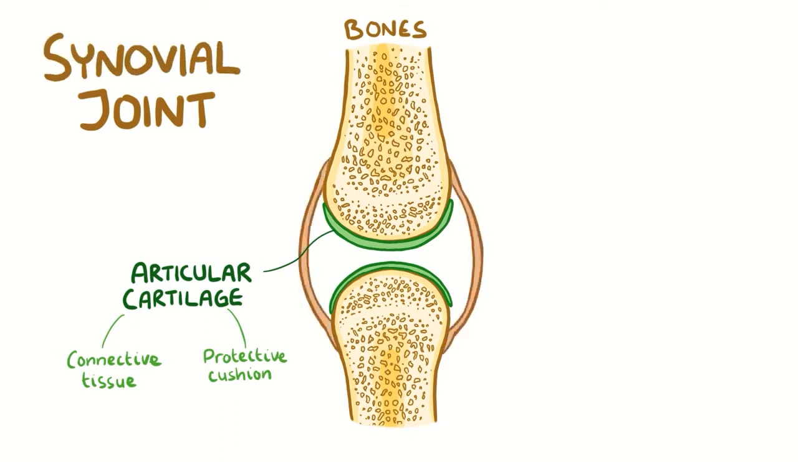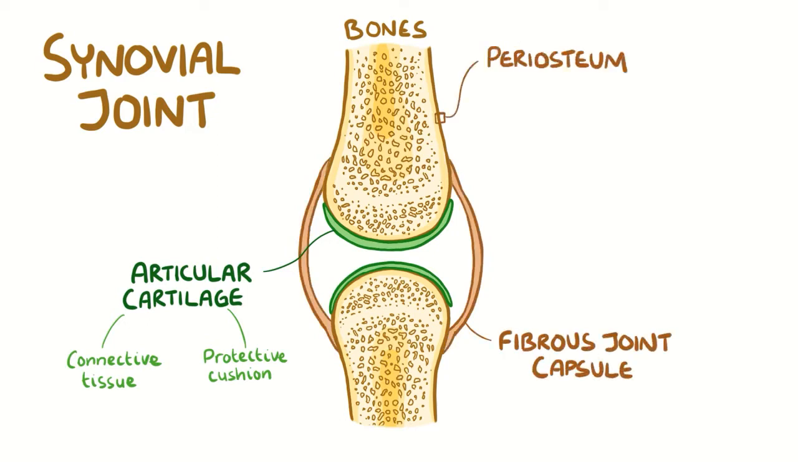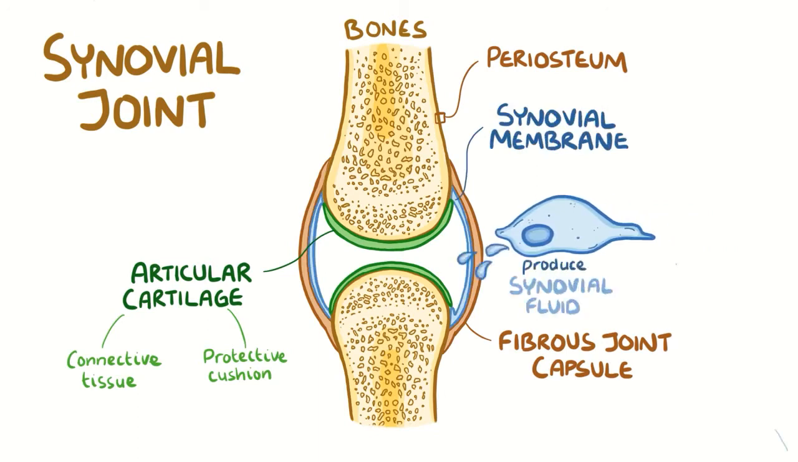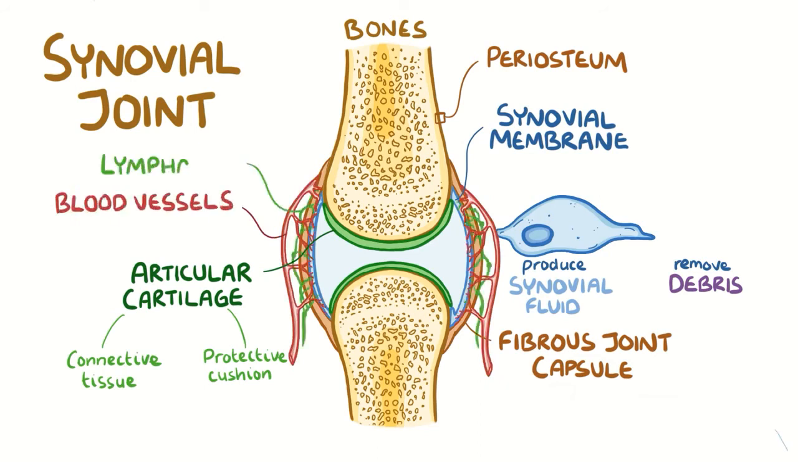A synovial joint connects two bones with a fibrous joint capsule that is continuous with the periosteum, or the outer layer of both bones. The fibrous capsule is lined with a synovial membrane that has cells that produce synovial fluids and remove debris. The synovial fluid is normally a viscous fluid like the jelly part of a chicken egg, and it helps to lubricate the joint. To help serve these synovial cells, the synovial membrane also has blood vessels and lymphatics running through it. Together, the synovial membrane and the articular cartilage form the inner lining of the joint space.